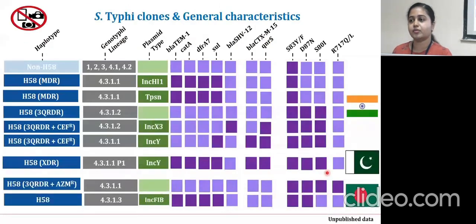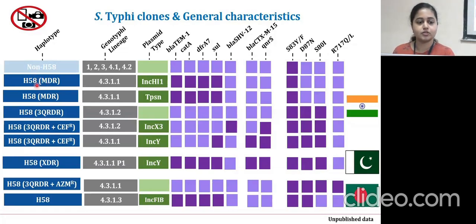So this is taken from our department. We have done a study on this. This is unpublished data. Here we can see there are different types of haplotypes. These haplotypes are based on the SNPs, that's the single nucleotide polymorphism. So based on the SNPs, we have numbers 1 to 88. Among them, H58 is the most predominant one.